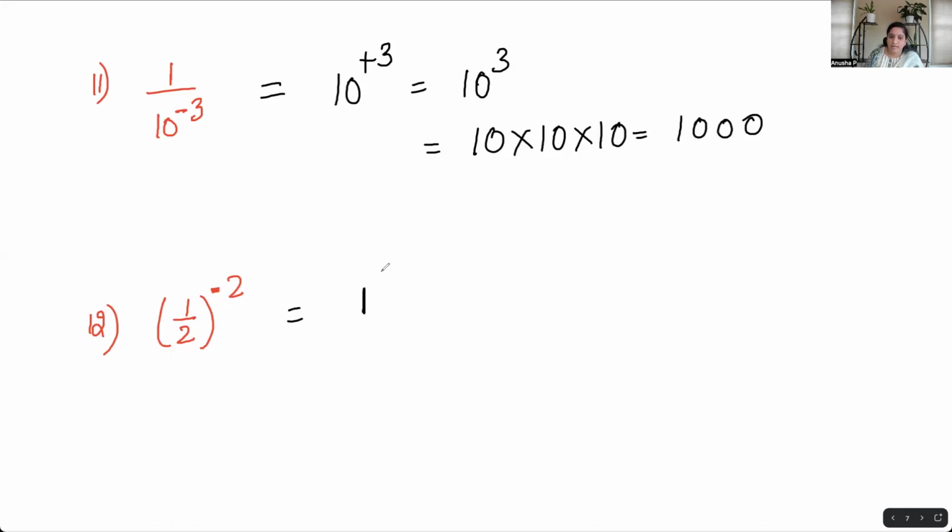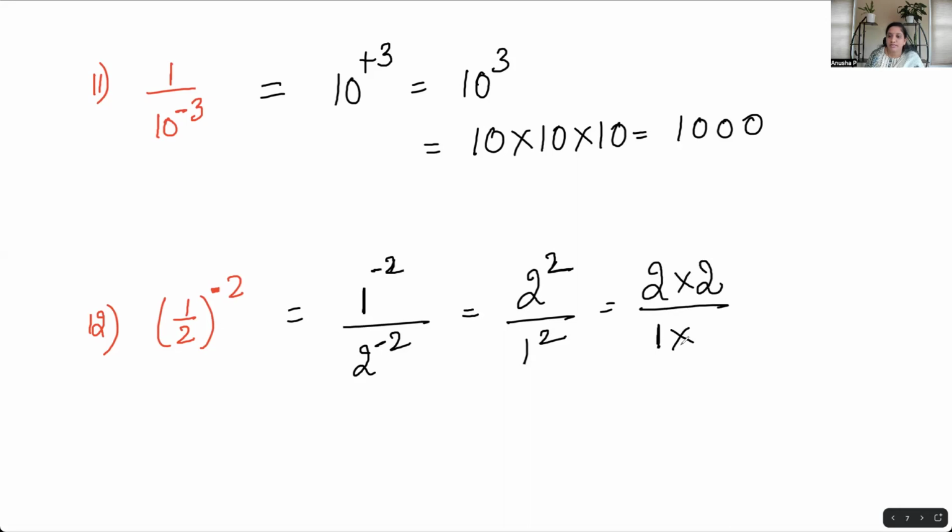So you will apply the power to both the numbers. So 1 to the power of minus 2 and 2 to the power of minus 2. So when you flip the numbers, it will become a positive exponent. So which is 2 square and 1 square. 2 square is nothing but 2 times 2 and 1 square is nothing but 1 times 1. 2 times 2 is 4 and 1 times 1 is 1. So which is 4 over 1 is 4. Okay.